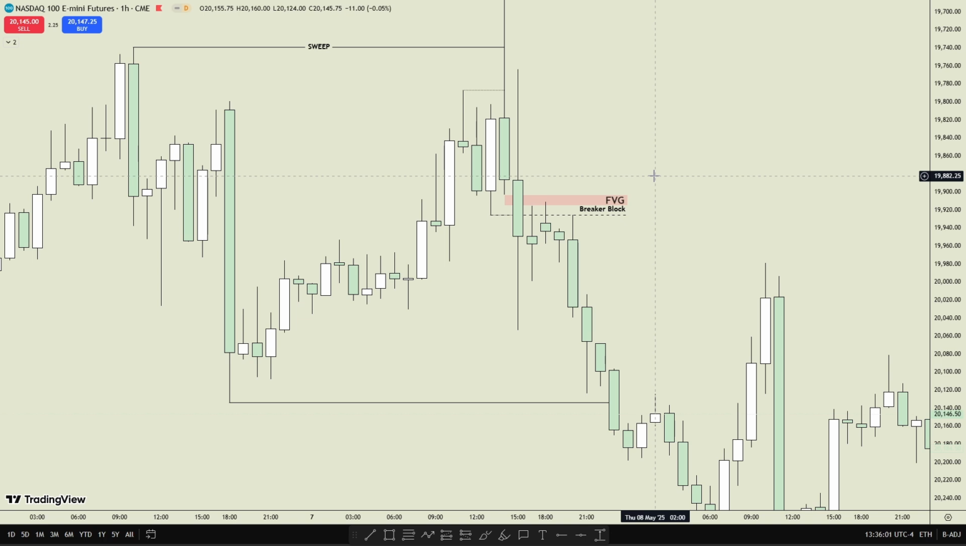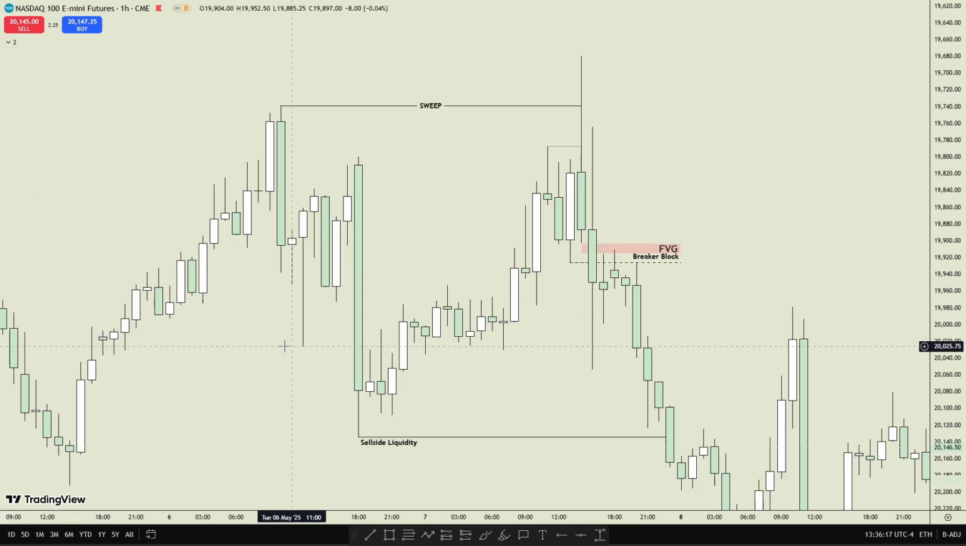That is currently what I am trading, and I will be going over that model in a different video. So right here, this is an A+ model in my opinion.